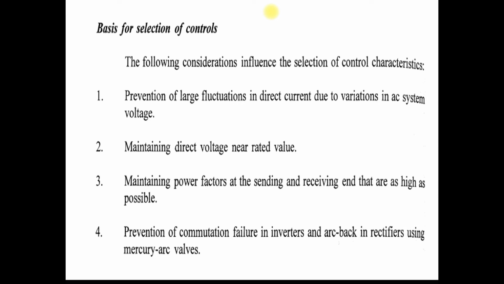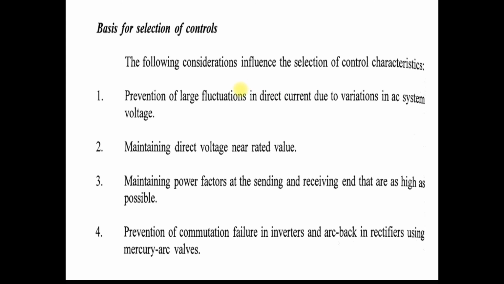Now, when you select any control strategies or control characteristics for the HVDC converter, you keep in mind the following points which influence the operation of the HVDC converter. So the first point is the prevention of large fluctuations in the direct current due to the variation of the AC system voltage. As we know, the converter transformer provides the AC supply, and if the AC supply is fluctuating in nature, then because of the fluctuating supply voltage, the DC current you get at the DC side is also fluctuating in nature.